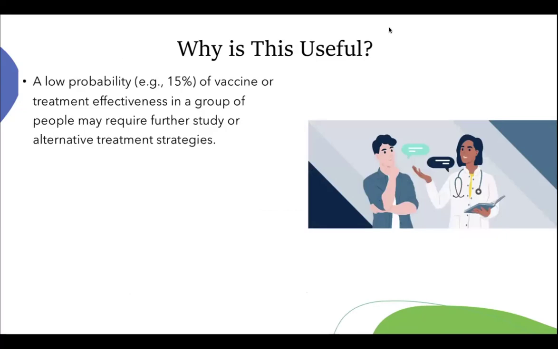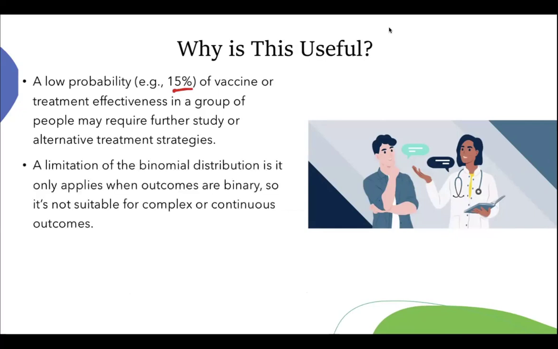A low probability, like 15% of vaccine or treatment effectiveness in a group of people, may require further study or alternative treatment strategies. A limitation of the binomial distribution is that it only applies when outcomes are binary. So remember, success and failure, that's the only case where you're allowed to use the binomial distribution. So it is not suitable for complex or continuous outcomes. That's coming in future lectures.